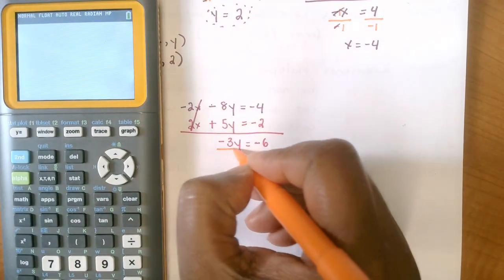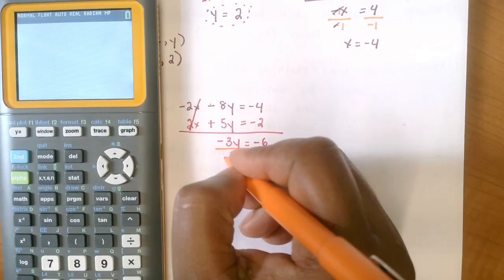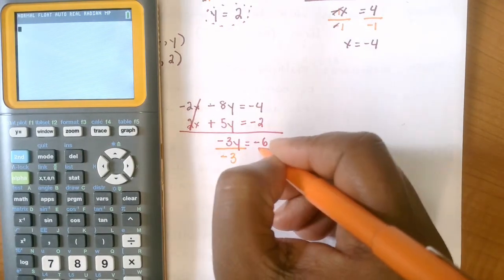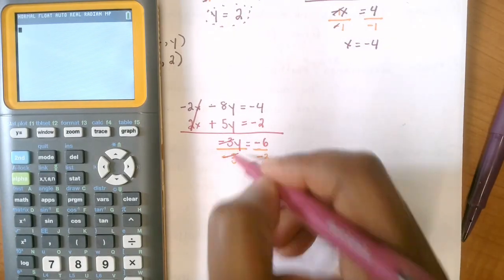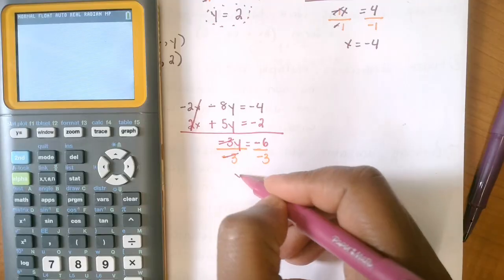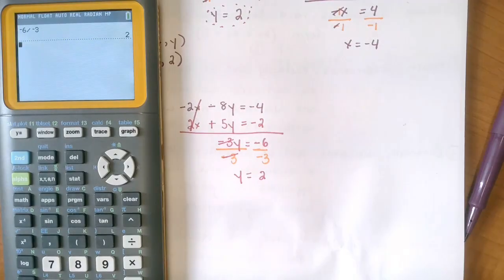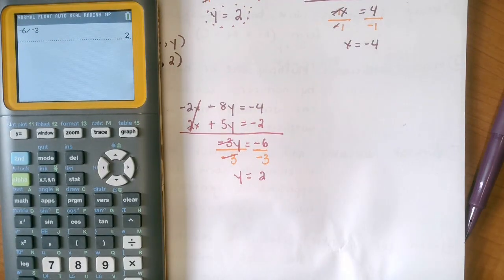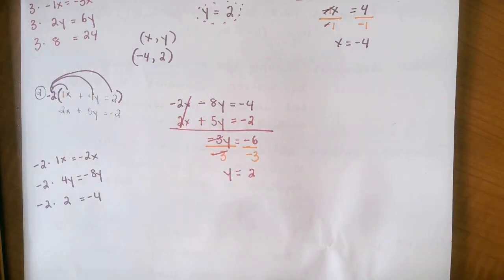Okay. Then we never want to leave a variable with a number greater than 1, so we have to divide by negative 3 on both sides. These will cancel, and you're left with y is equal to negative 6 divided by negative 3 is positive 2. Okay, so we know the value of y. We need to know the value of x.